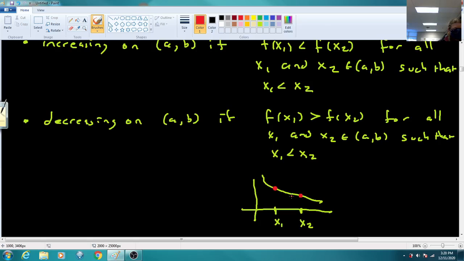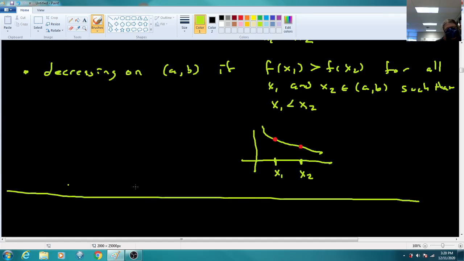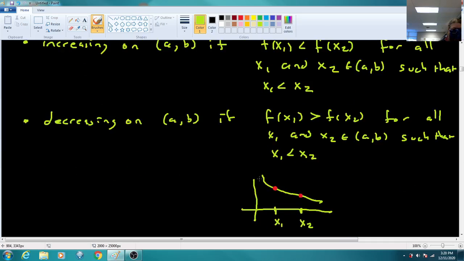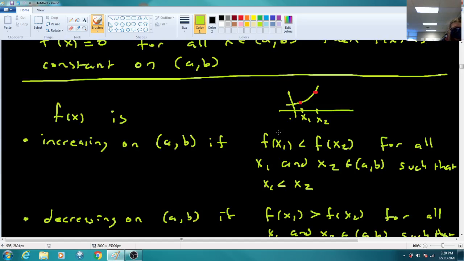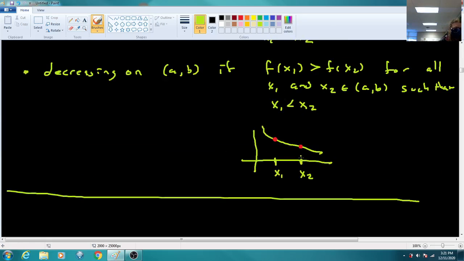You guys should have defined those back in Algebra 2 and done it again in pre-cal. Just kind of a quick reminder. Basically, as you move from left to right across the graph, if the y's get bigger, it's increasing. If you move from left to right across the graph and the y's get smaller, it's decreasing. And again, if every time I have an x1 on the left, its y value is smaller than x2's on the right, then it's increasing. If every time x1's on the left, the y value is bigger than x2's, then the function will be decreasing.